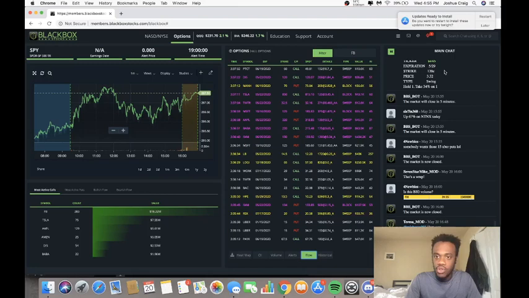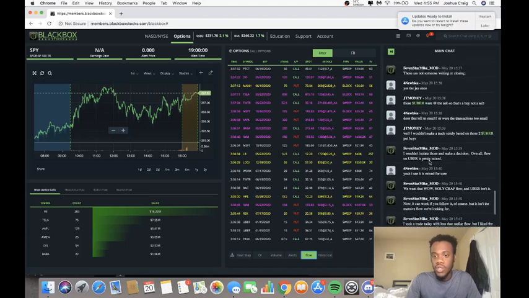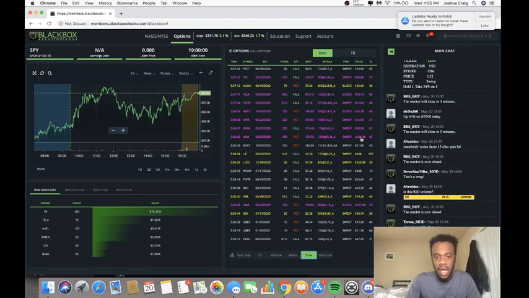And over here we do have the main chat, and this is not something I use that much because most of the moderators are on Discord, and out of respect for the company, I'm not going to actually show the Discord chat and how it looks.